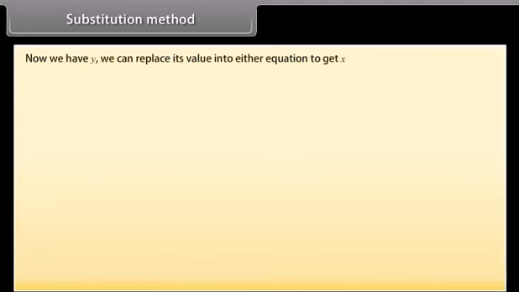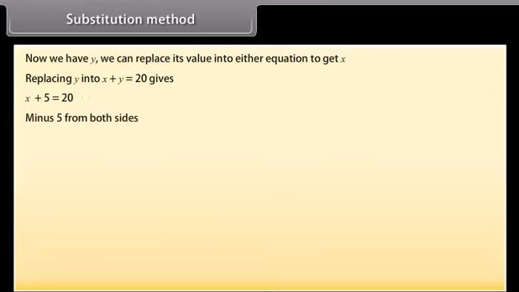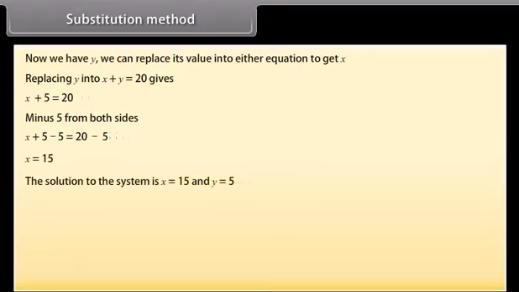Now we have y. We can replace its value into either equation to get x. Replacing y into x plus y is equal to 20 gives x plus 5 is equal to 20, minus 5 from both sides. x plus 5 minus 5 is equal to 20 minus 5. x is equal to 15. The solution to the system is x is equal to 15 and y is equal to 5. Indeed, 15 plus 5 is equal to 20 and 15 minus 5 is equal to 10.